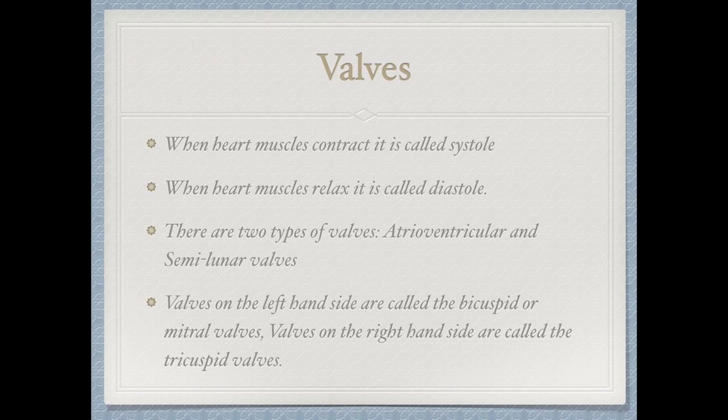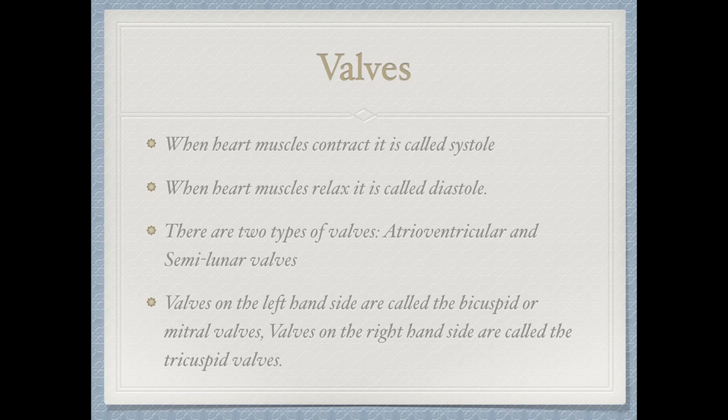Next is the valves. Now, the reason that we have valves in our heart is basically to stop blood from mixing with each other. Because if you have mixing of deoxygenated and oxygenated blood, it will cause your overall oxygen carrying ability to decrease. This is why.